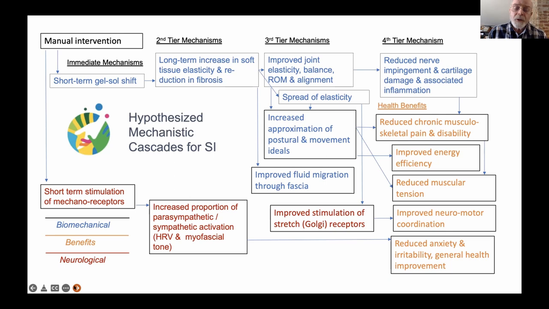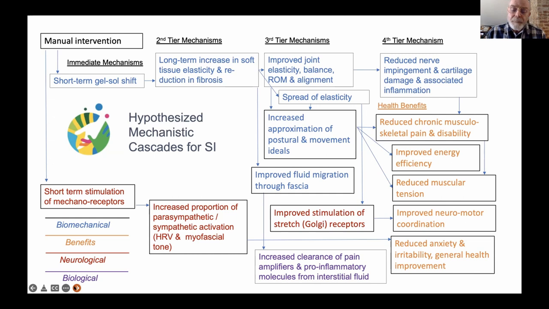And it makes sense, it's plausible, that if the fascia is like a sheet of aluminum or like a sheet of cement board, there's not a lot of fluid moving through it. That's a hypothesis, though. We have to prove it. But what happens if the fluid moves through the fascia? Increased clearance of pain amplifiers and pro-inflammatory molecules from the interstitial fluid.